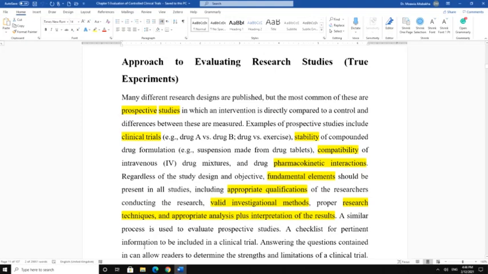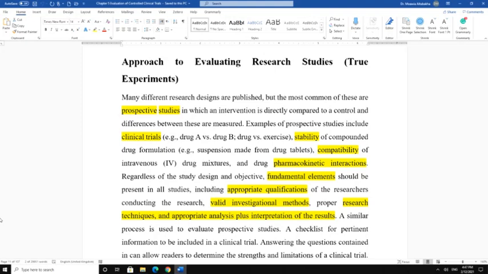There are other types as well, such as stability of compounded drug formulation. For example, I want to see the effect of formulation on the stability of my preparation, say a suspension. I might use, for example, an antibacterial or thickening agent, etc., and see what the effect of that is on the stability, since I am controlling things. Compatibility of intravenous drug admixture: for example, what will happen if I add this to the liquid preparation? Will there be precipitation? Will it affect the particle size? Also, to study pharmacokinetic interaction: will one drug, for example, affect the concentration of the other drug because of interaction?